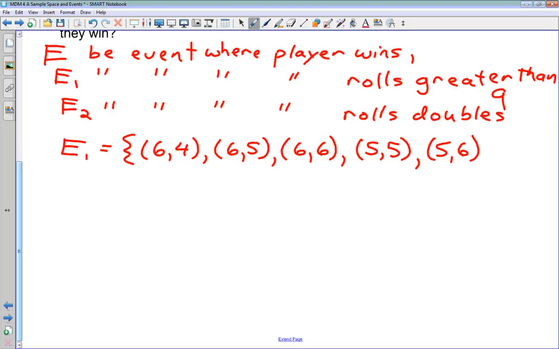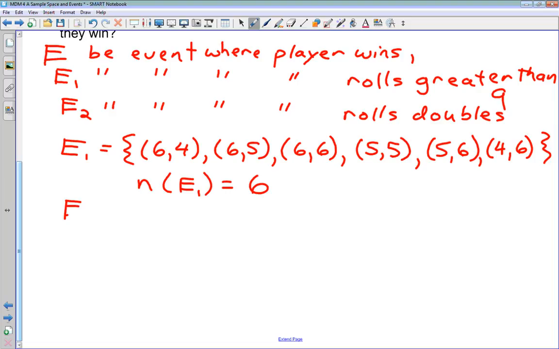Is there any other way they can get something that is greater than 9 here? Well, they could roll a 4 on the first one, and a 6 on the second one. So I think those are all the possibilities for rolling greater than 9. So how many things do we have in this event space? Cardinality of E1 is 1, 2, 3, 4, 5, 6.